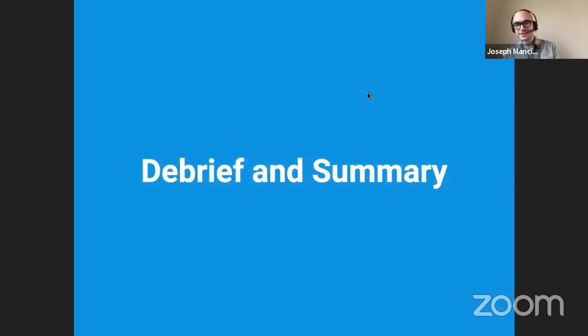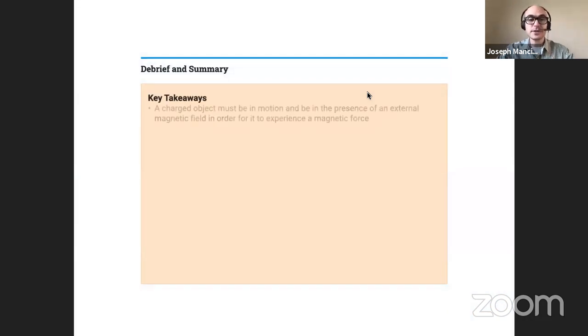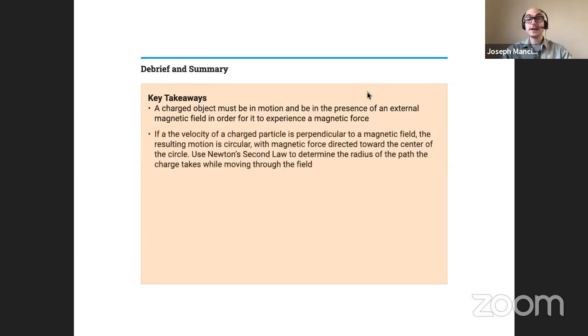So you've done it again. Congratulations. One more day down. A quick debrief and summary for you. Key takeaways for today is that a charged object has to be in motion and in the presence of an external magnetic field to experience magnetic force. And there's a lot to this next one. If the velocity of a charged object is perpendicular to the magnetic field, the resulting motion is circular, with the magnetic force pointing towards the center of that circular path.